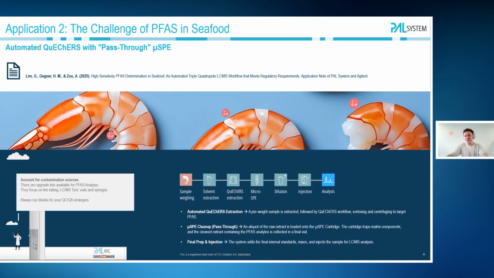Now for a major global challenge, analyzing PFAS, this time in shrimp, as I mentioned before. This application note is a collaboration with Agilent, showcasing a fully automated workflow that meets very strict regulatory requirements. The PAL system automates again the entire process, from the initial QuEChERS extraction, vortexing, centrifugation, to µSPE, and finally to the addition of internal standards, and then also the injection into the LCMS this time. Beforehand, with the orange juice, it was GCMS.